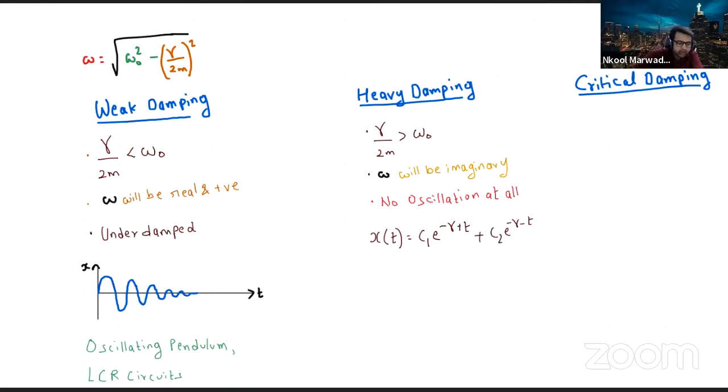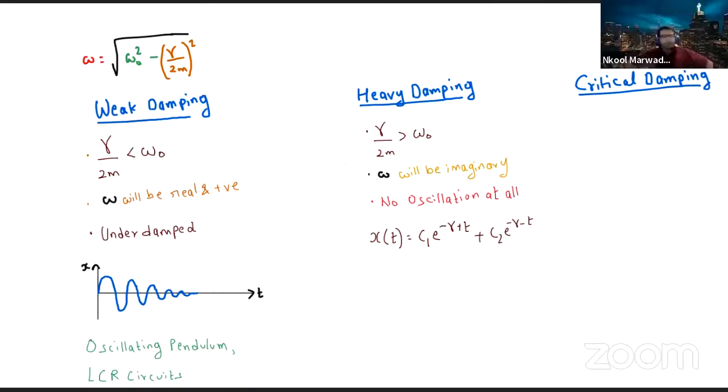And here what happens is that if a system is displaced from its mean position, it will return back to its mean position very slowly. It will not undergo any oscillation. It will not undergo any to and fro motion. It will return back to its mean position slowly. And once it returns back to its mean position, it will lose all its energy. So in heavy damping, to and fro motion is not possible at all. And hence we say that there is no oscillation at all.